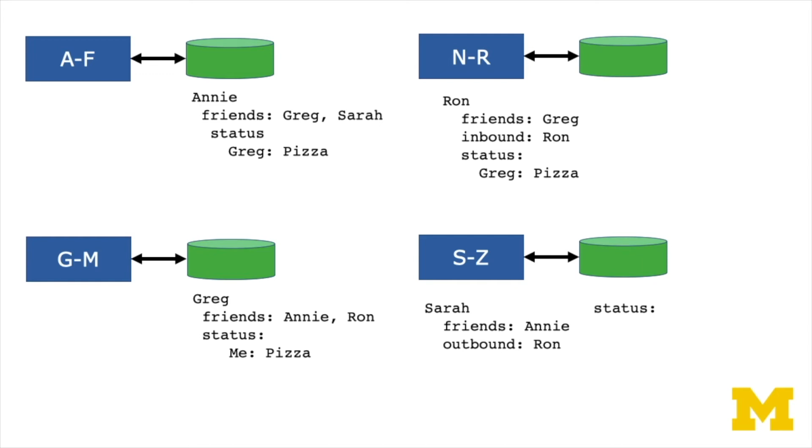And so Annie's got some friends, Greg and Sarah, and there's a status. So Annie can log in right now and see, whoa, here's your friends. Greg just talked about pizza. And Ron can log into Ron's server, and Ron sees all of his status, and Sarah sees her status, right? And Greg. And so the friends are not in one place. The friend list is all over the place. And there might be privacy configuration, et cetera.